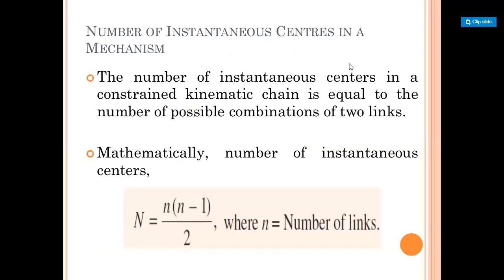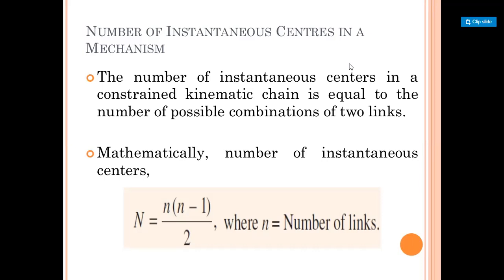So, number of instantaneous centers in the mechanisms. How can we find the instantaneous center, or how many instantaneous centers we can get in a mechanism? Instantaneous centers are based on how many links are used to construct a mechanism, right? Mathematically, the number of instantaneous centers we can find with the equation capital N is equal to small n into small n minus 1 divided by 2, where small n is equal to the number of links.